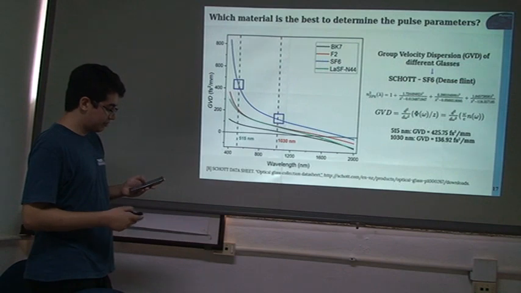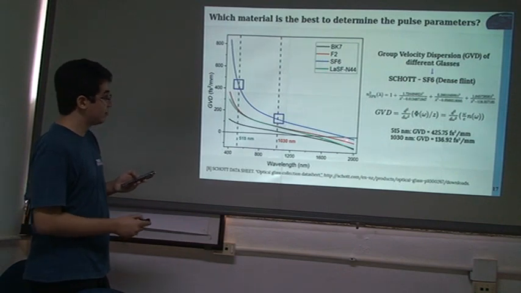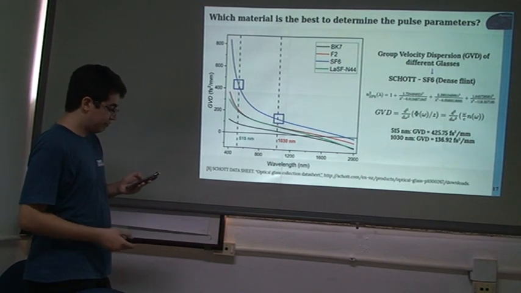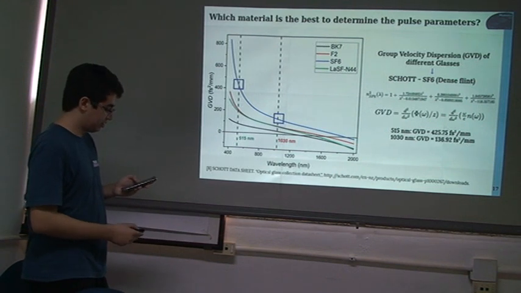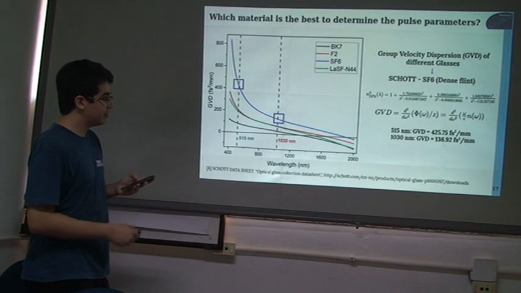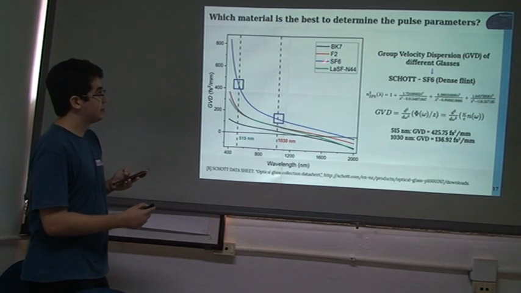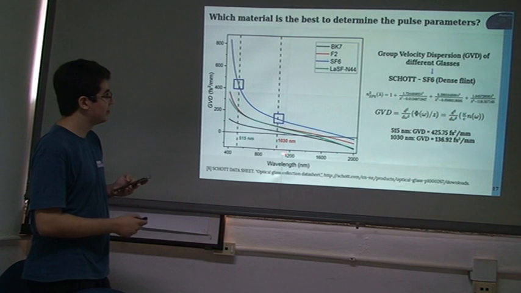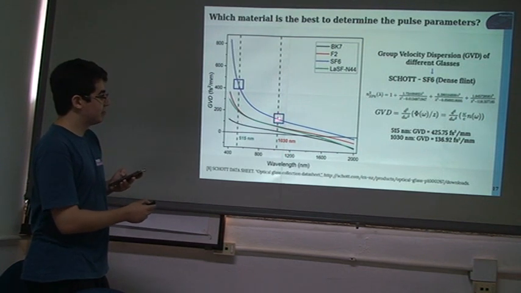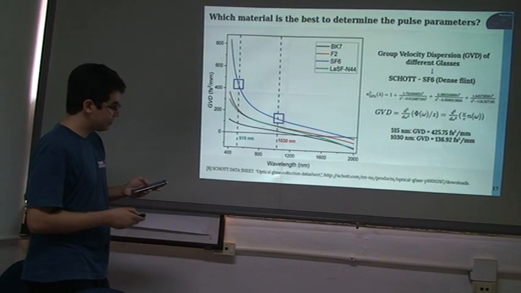So to determine the pulse parameters, we must choose a material with high GVD and without non-instantaneous n2. So we use the Sellmeier equation of different glasses and convert these values to GVD. The best material that we found is SF6. It is a Schott dense flint optical glass. We see that for the lambdas that we are interested in, it presents the highest GVD values.